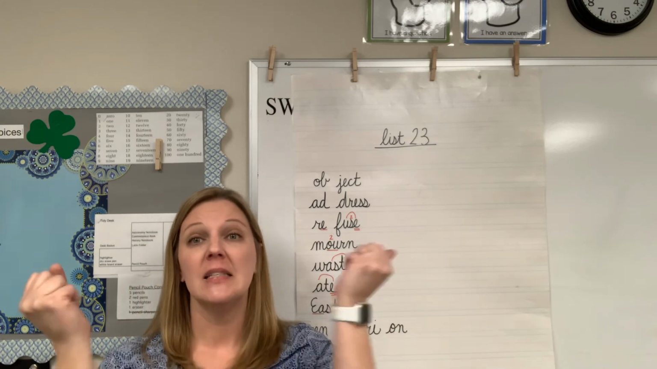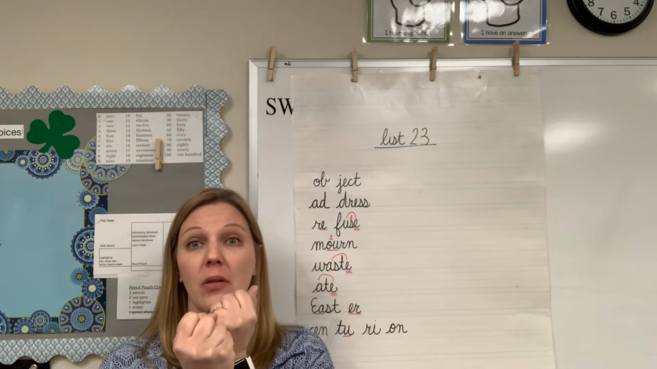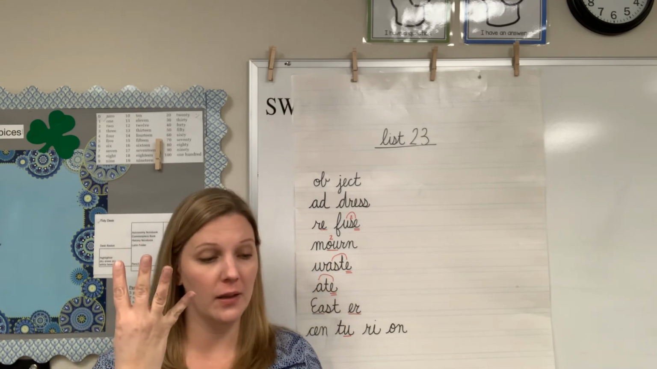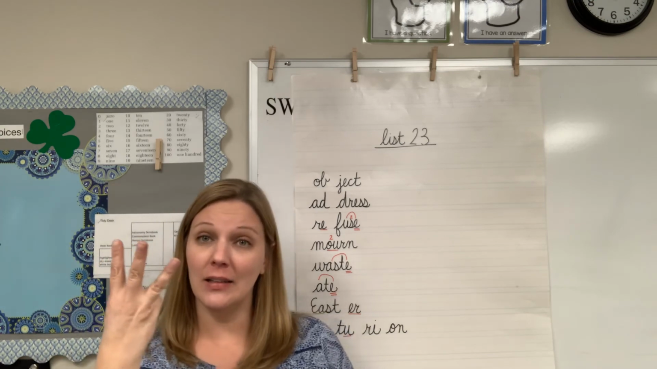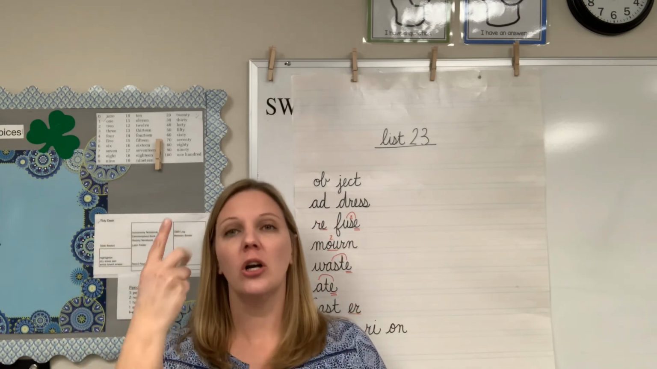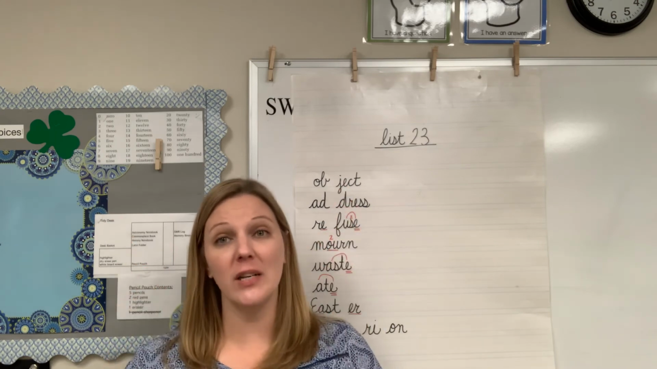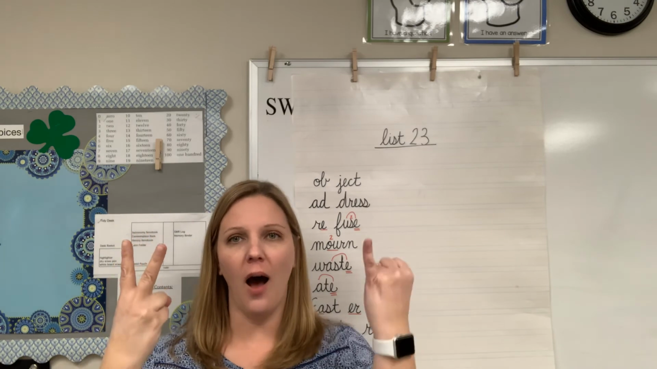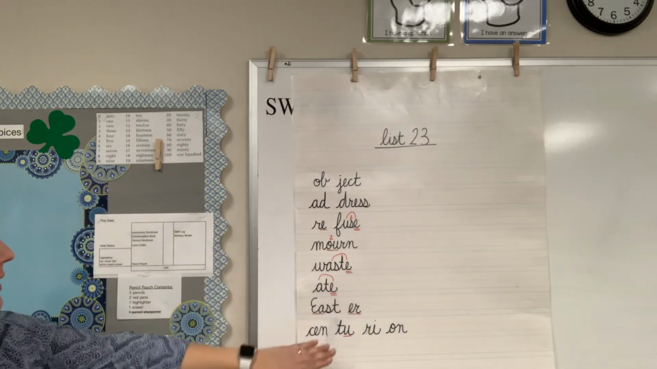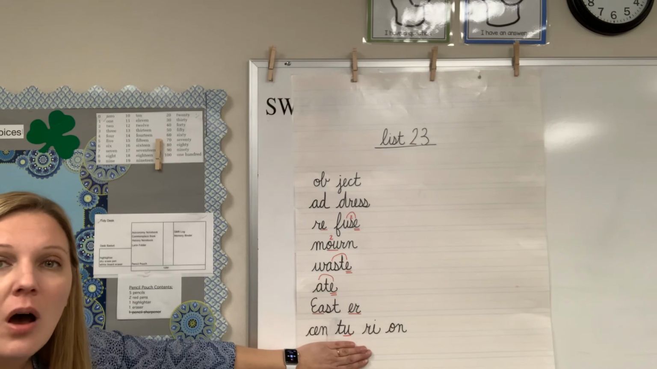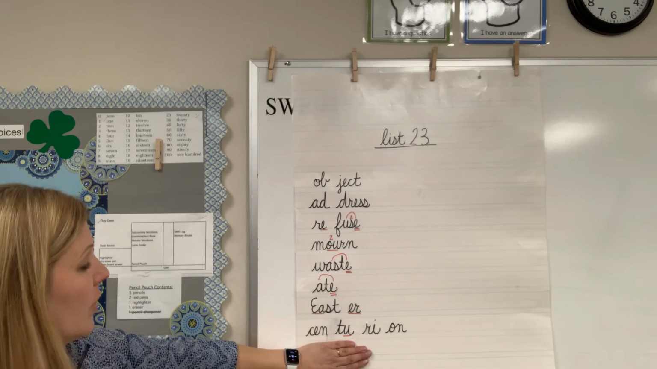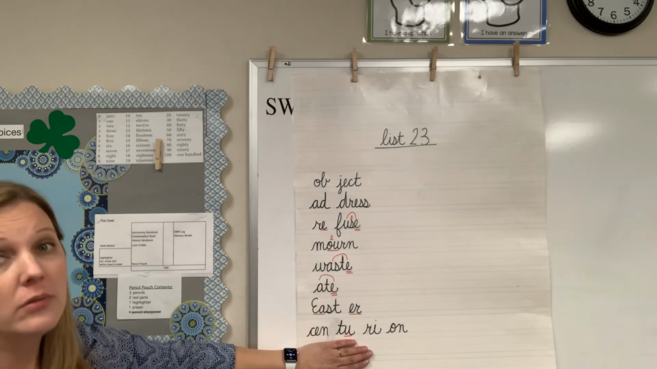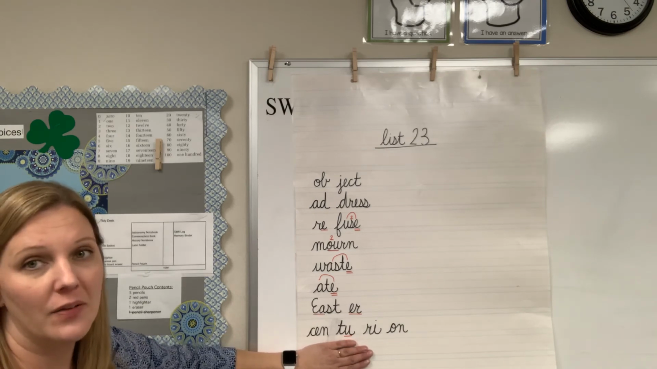Centurion. Pound it with me, please. Centurion. Pound it one more time. Centurion. How many syllables do you hear? 4 syllables. Cen-tu-ri-on. 4 syllables. Go ahead and write that. It's a big one. C-E-N-T-U-R-I-O-N. We're going to underline the U in centurion because A-E-O-U usually says A-E-O-U at the end of a syllable.